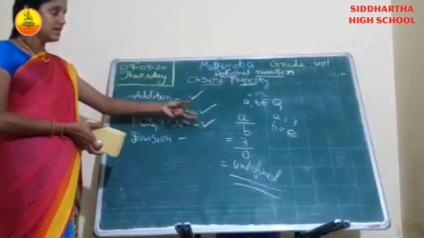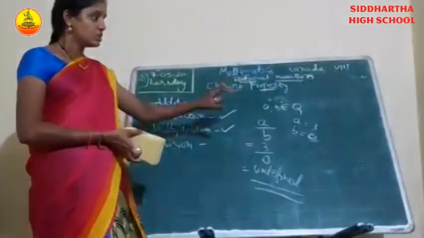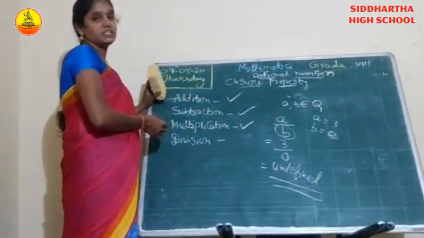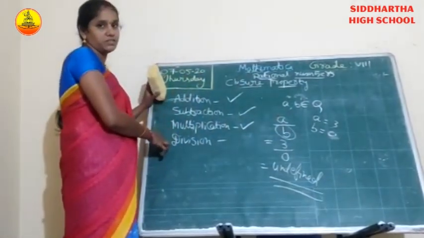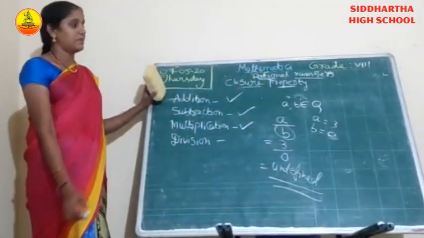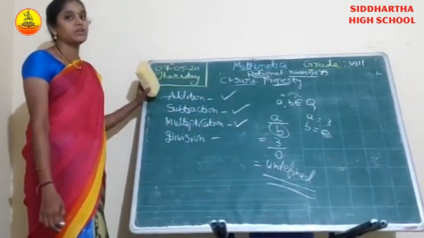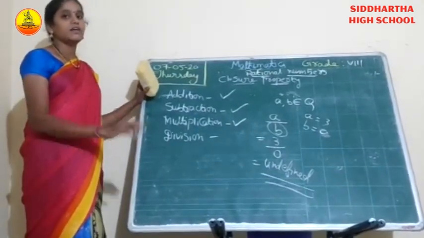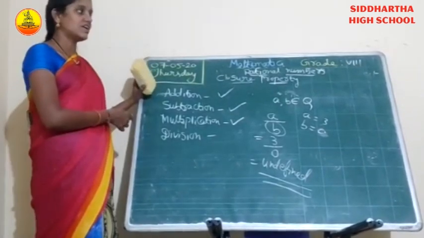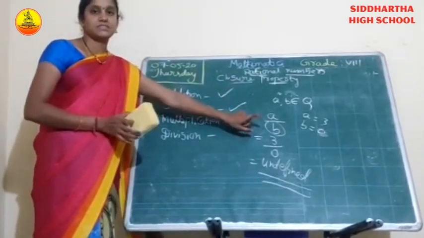Understood? If we divide any number by 0, the answer is undefined. That means you should not take the divisor as 0. If you take the divisor as 0, closure property does not satisfy under division. Only in this case closure property does not satisfy; in remaining cases it will be satisfied. Suppose we exclude 0 from the set of rational numbers, then closure property is satisfied under division. But here 0 is also there in rational numbers, so closure property does not satisfy in this case.